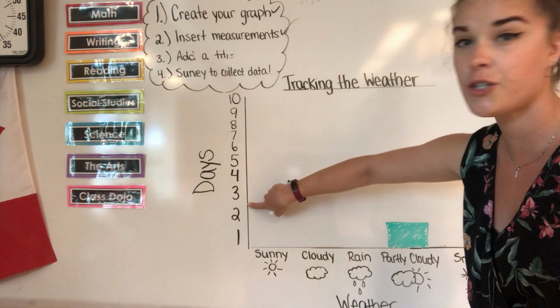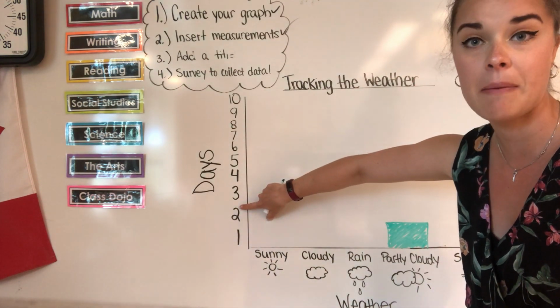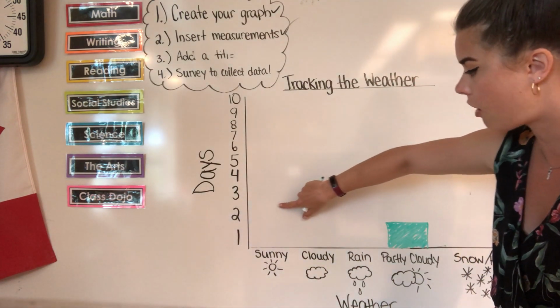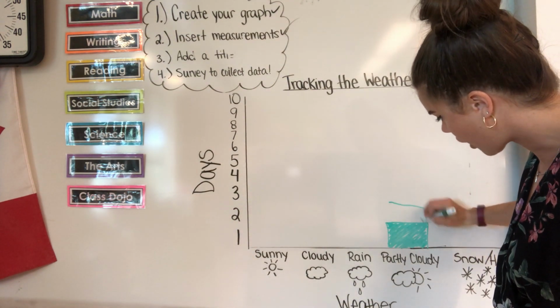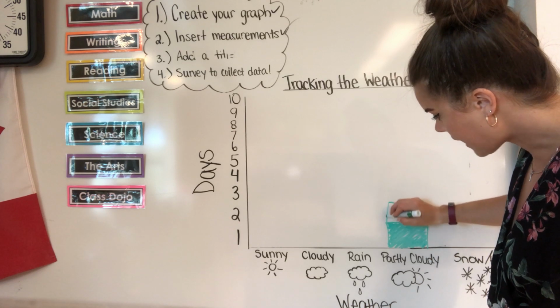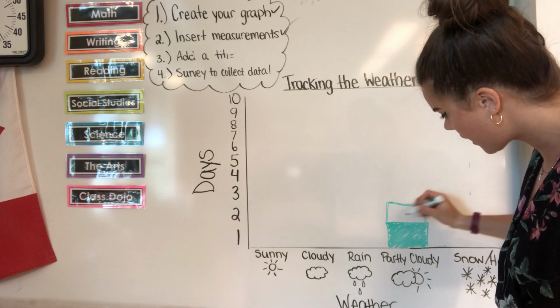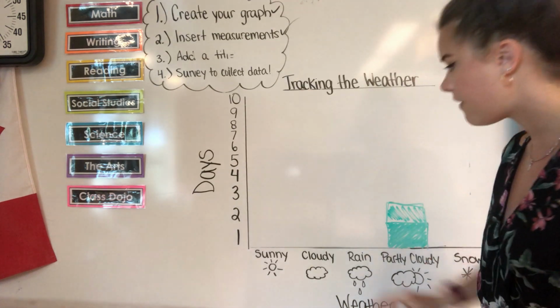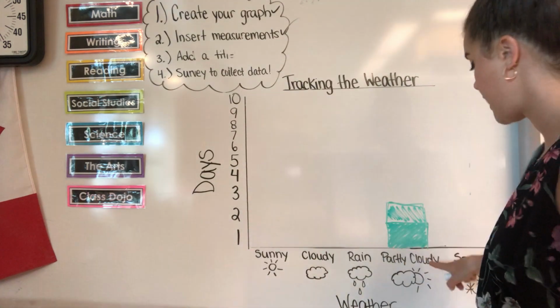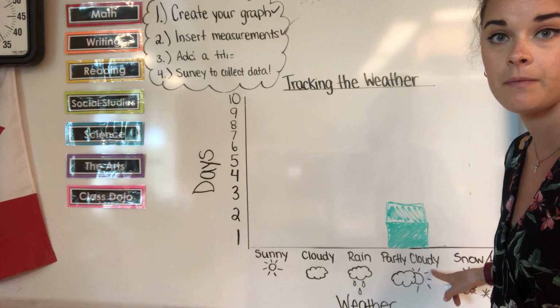So I would go ahead and do the same thing, line my finger up at the top of the 2, slide it all the way across, and I could go ahead and make my bar bigger again. Again, you would be using the same color, shading it in, and that would then say that we've had 2 days of partly cloudy weather.